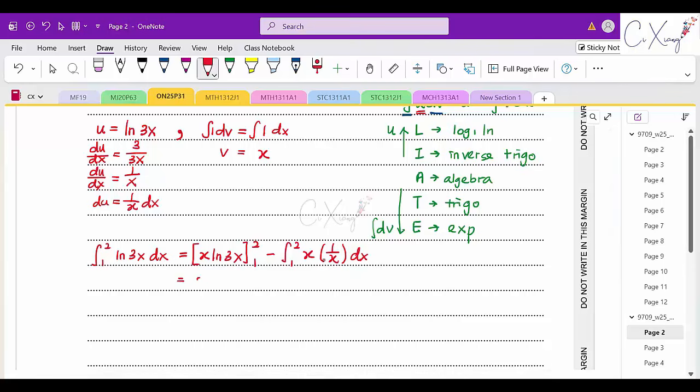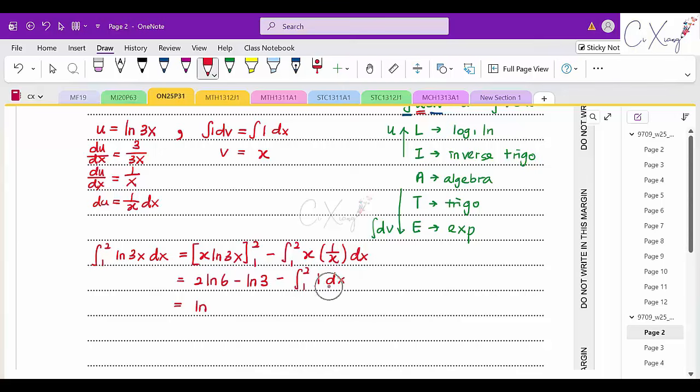Put the 2 inside, you're having 2 ln 6. Put the 1 inside, you'll be having 1 ln 3. Then minus, and you want to integrate this particular term here. Before integration, please simplify first. We are having integration of 1 dx.